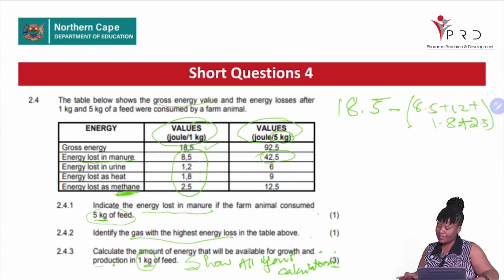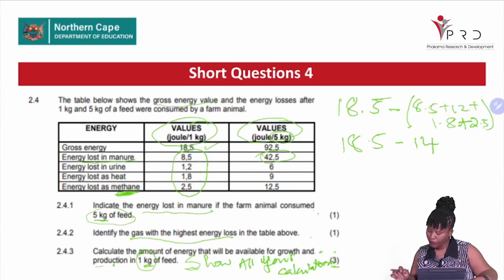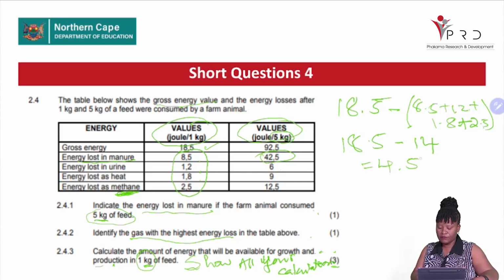So you need to add your 8.5 plus 1.2 plus 1.8 plus 2.5. It gives you 14. So all in all, you'll say 18.5 minus 14. So 18.5 minus 14, it gives you 4.5 J's per kilogram. All right. Then now you'll be able to get your 3 marks.